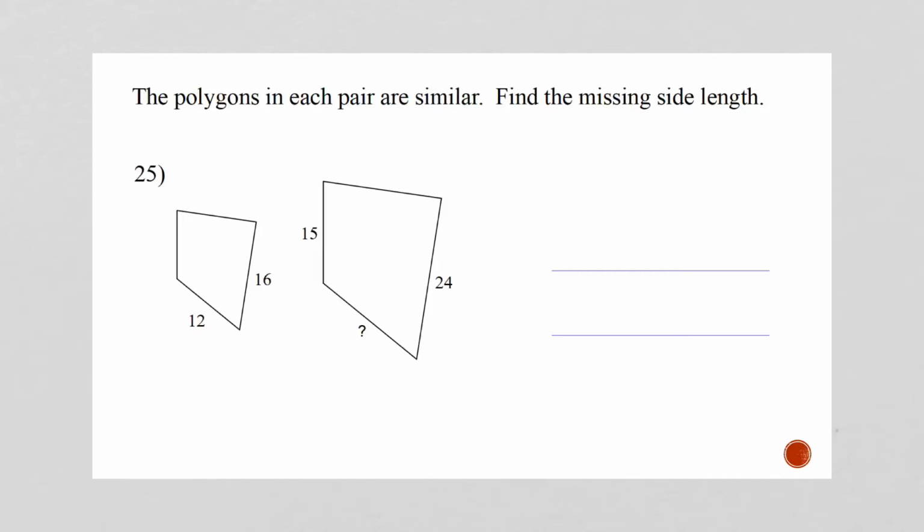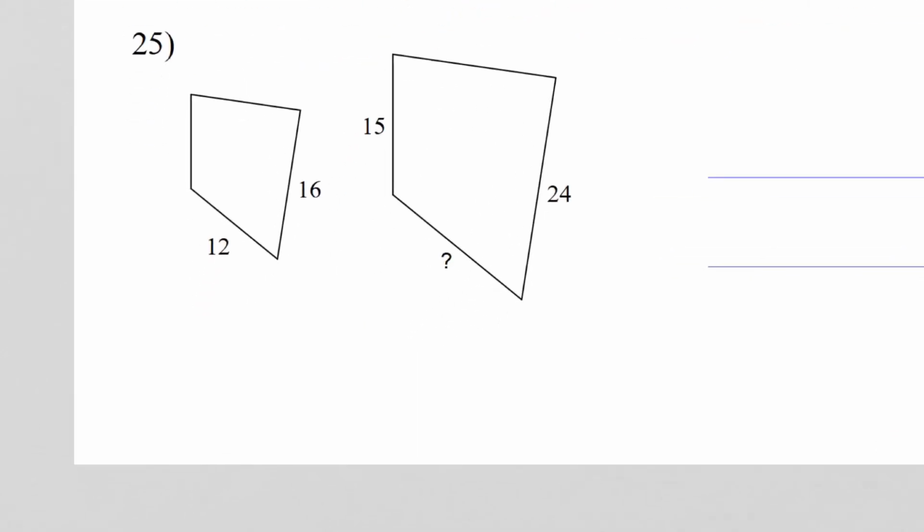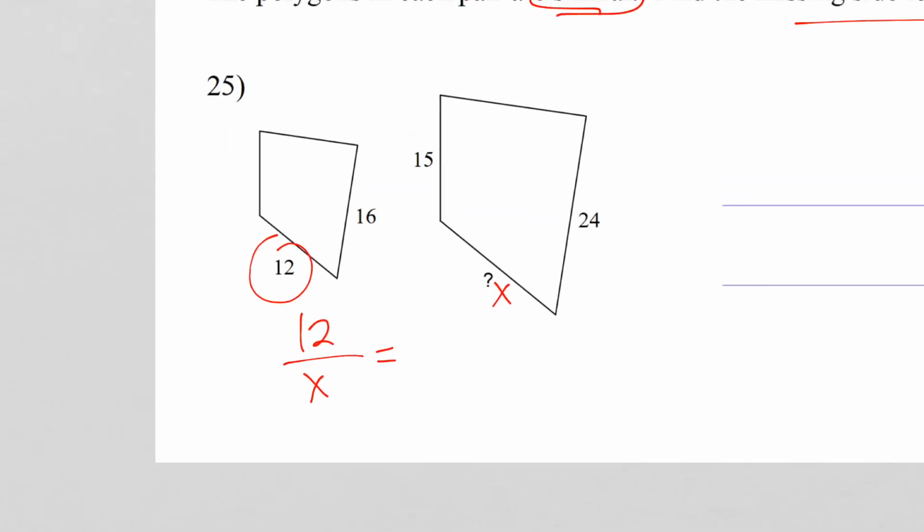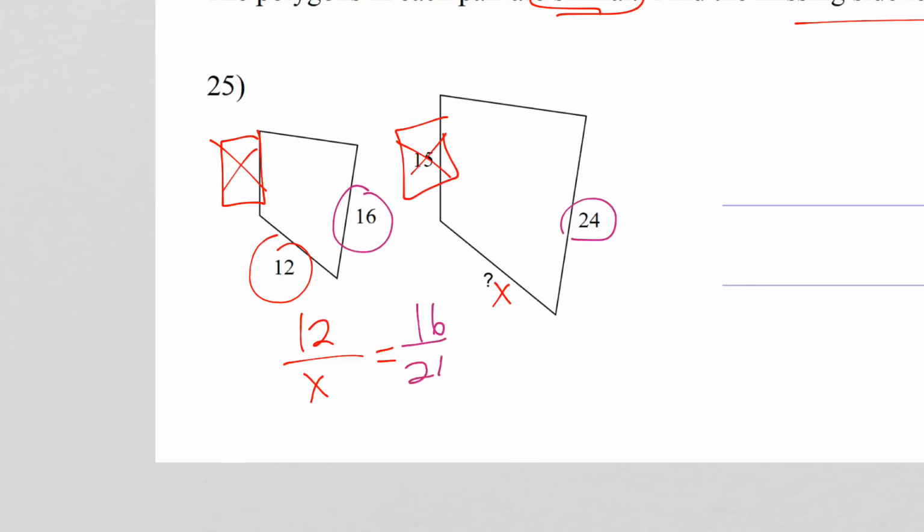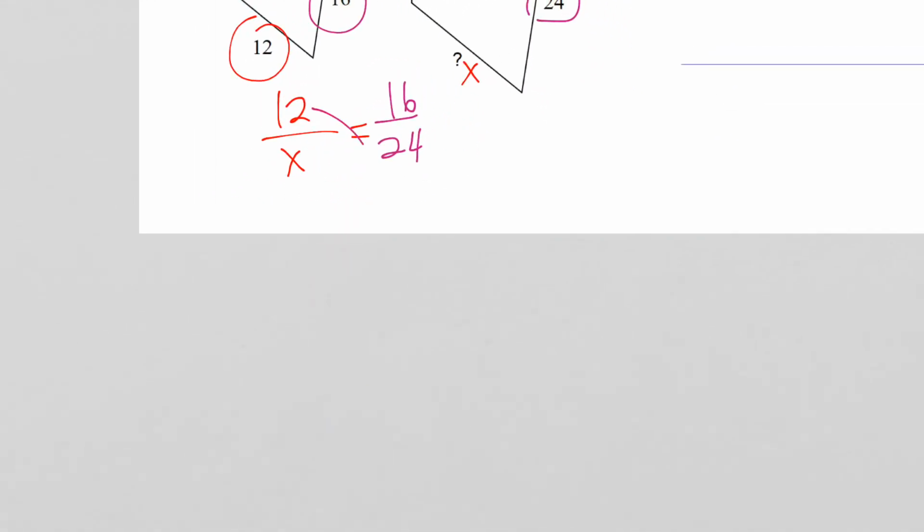25. The polygons in each pair are similar. That means that the sides are proportional. Find the missing side. Well, 12 corresponds to the question mark. I'm going to write x equals. I don't know this value, so I can't use 15. They're corresponding, I don't have enough information. But 16 does correspond to 24. So if you cross multiply and solve for x, you can solve this.